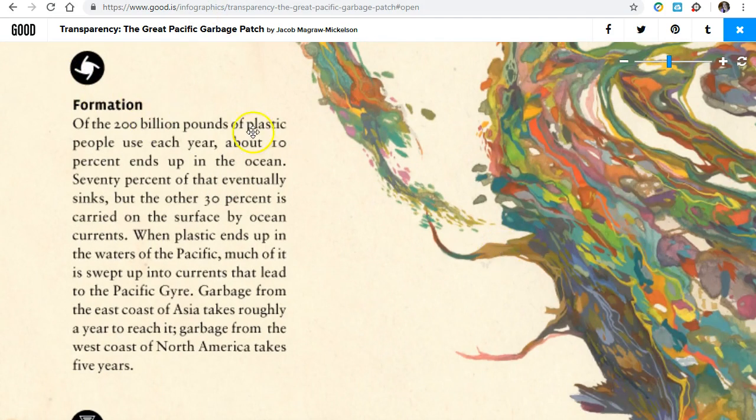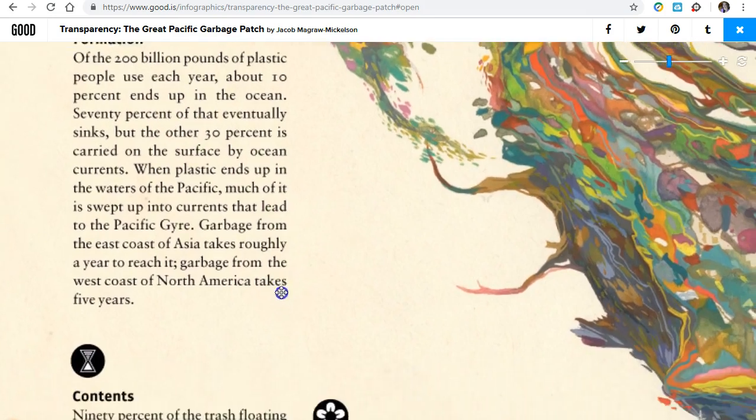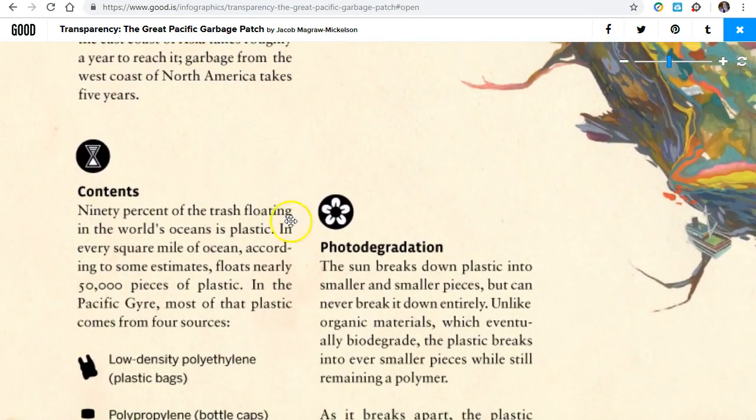So formation. Of the 200 billion pounds of plastic people use each year, about 10% ends up in the ocean. 70% of that eventually sinks, but the other 30% is carried on the surface by ocean currents. When plastic ends up in the waters of the Pacific, much of it is swept up into the currents that lead to the Pacific Gyre. Garbage from the east coast of Asia takes roughly a year to reach it. Garbage from the west coast of North America takes 5 years.